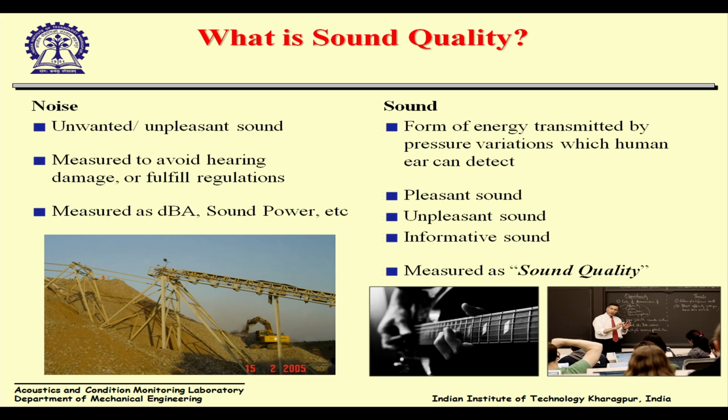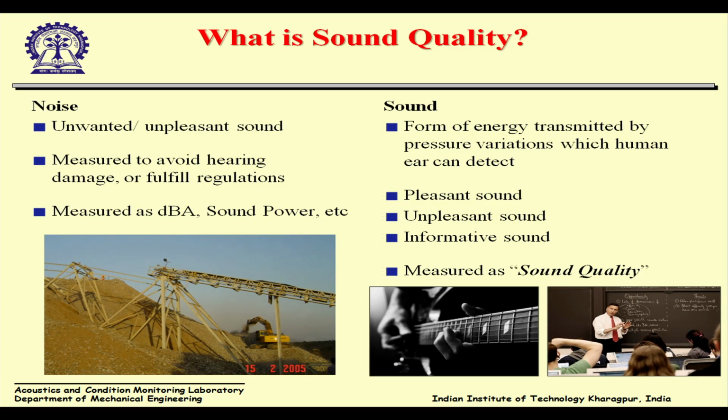Noise in general, how do we define which sound should be characterized as a sound and a noise? Mainly because the noise needs to be controlled and the sound needs to be enhanced. So noise is basically the unwanted or the unpleasant sound which is measured mainly to avoid human annoyance, to fulfill the noise control regulations, and it is usually measured using A-weighted decibels, sound power, sound intensity, source strength. So we have already discussed many of these metrics on how to calculate the total sound level, the intensity level and others.